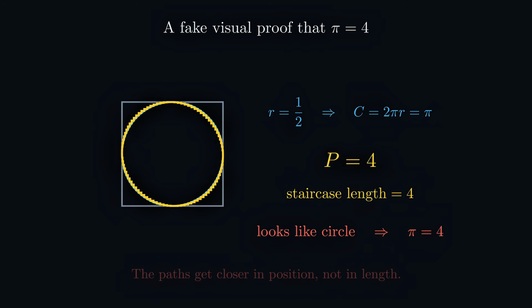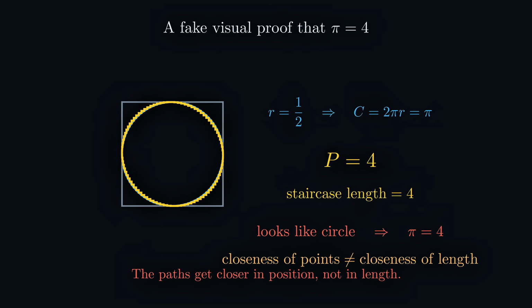Well, here's the truth. We're pretty much comparing apples to oranges. The paths get closer in position, but not length. Closeness of points does not equal closeness of length. Let me explain. As we have an infinite amount of step-ups and stairs on the staircase, those infinite amount of step-ups still contribute to the perimeter. It doesn't just turn into a curved line like the circle.